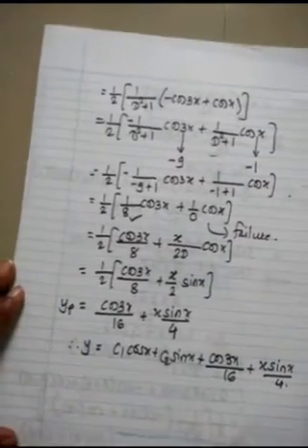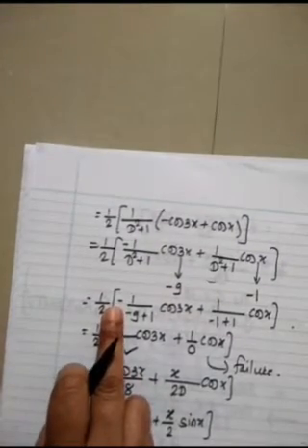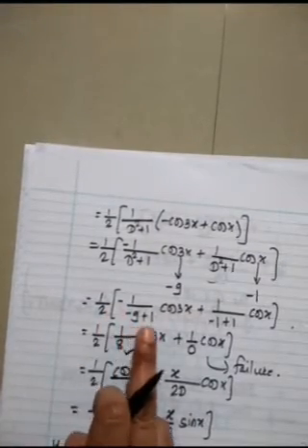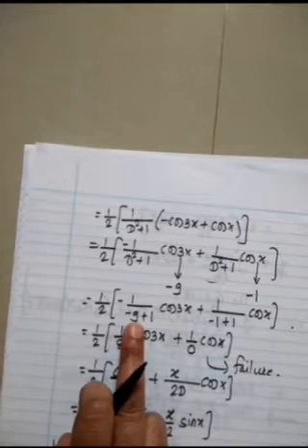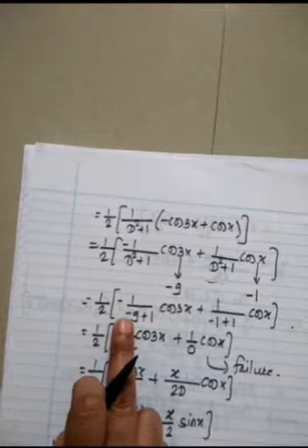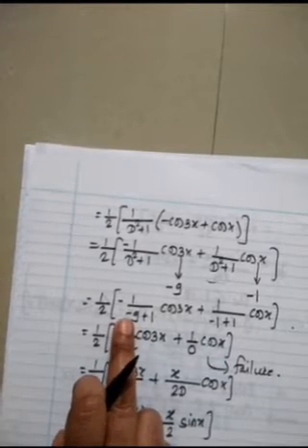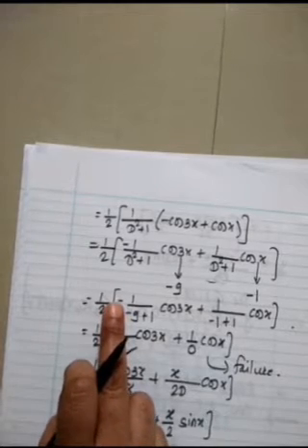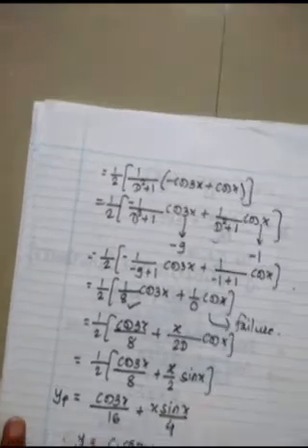Minus 9 plus 1 is minus 8, and here the minus sign is outside. Sign of the bigger term, that is minus. So minus 8, and outside is minus. Minus minus plus. Okay ma'am. Okay.